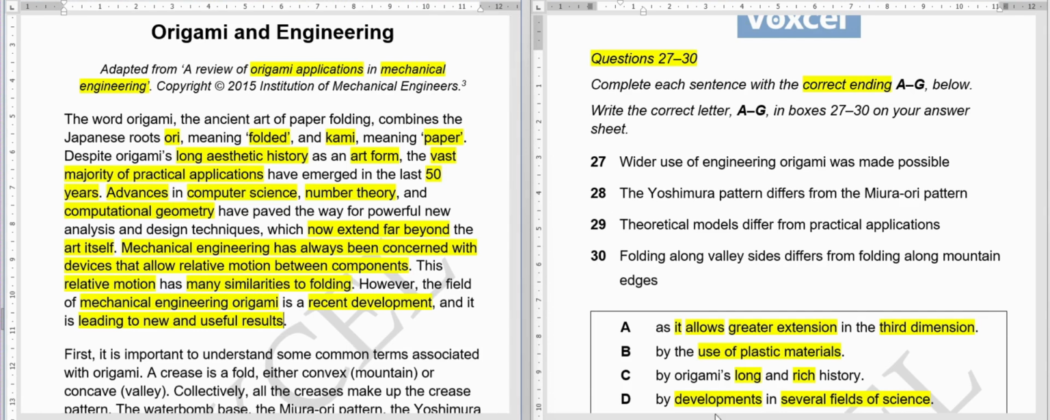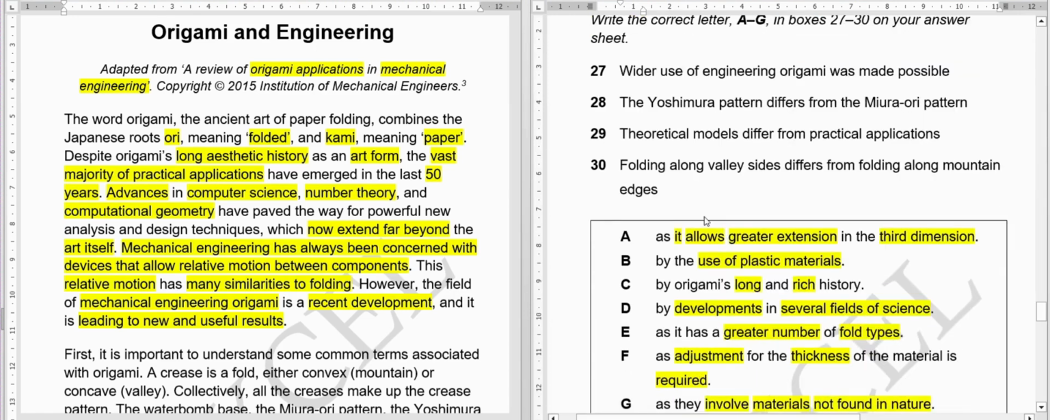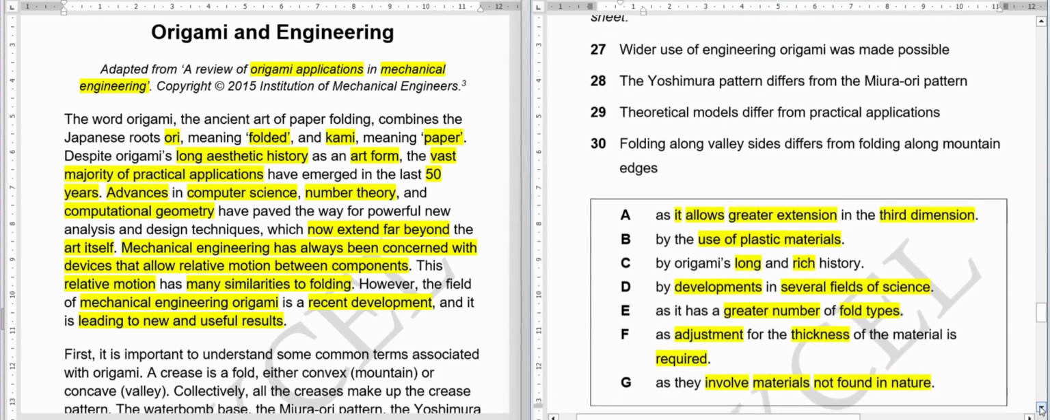27th: wider use of engineering origami was made possible. So, do you think the 27th is here or not? The 28th is about the Yoshimura. We haven't read anything about Yoshimura, so we don't need to read the further questions. But first, concentrate on the 27th. You have around 10 seconds to tell me whether the 27th question is in this paragraph or not, and if it is, what is the answer? Your 10 seconds start now.